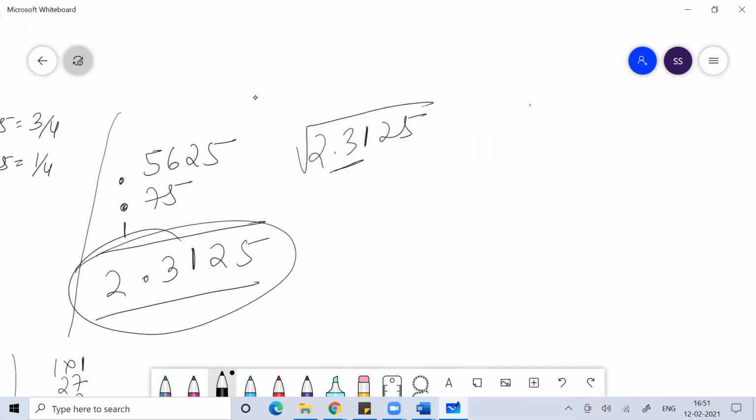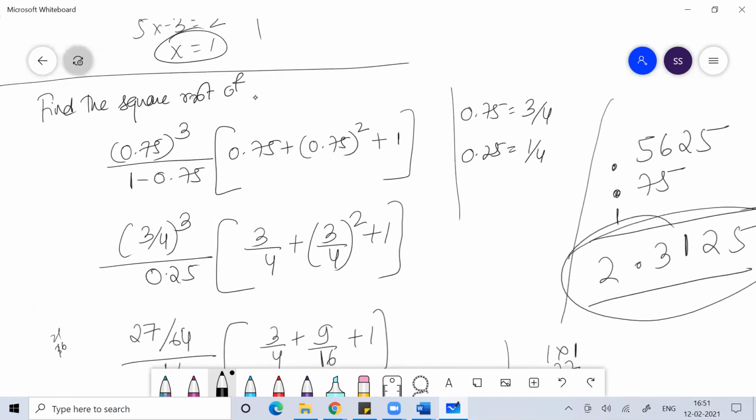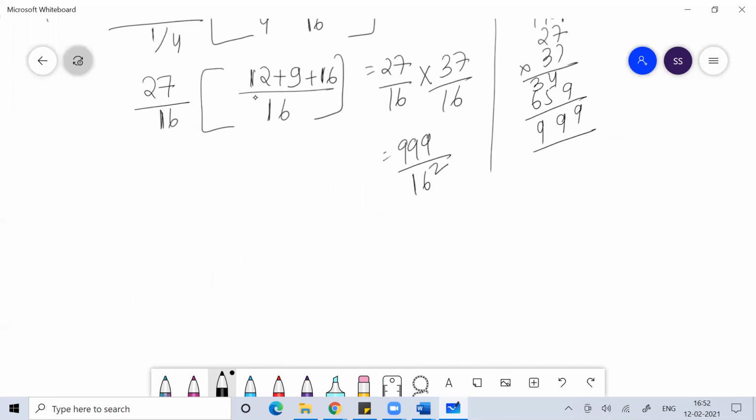So what is the square root of 2.3125? Yesterday I taught you how to find the square root of a number. You can use the same thing to find the square root of any number, including 2.3125. This is not a perfect square.